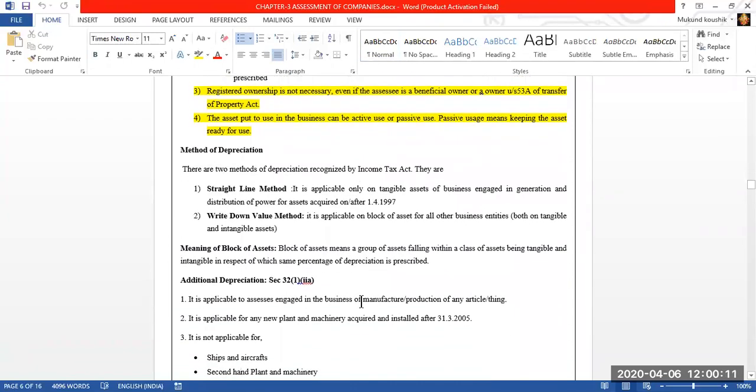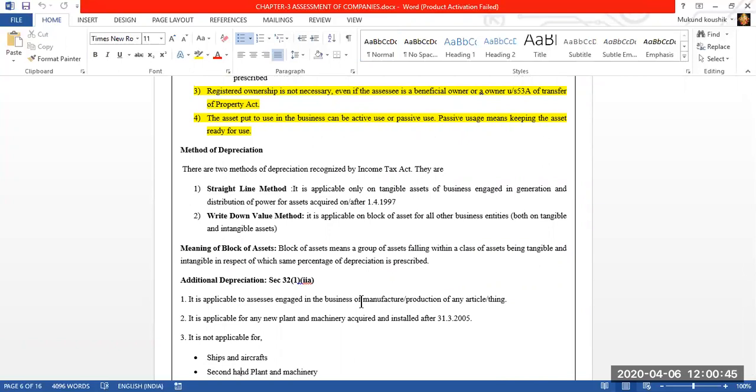Then again, moving on, we have to understand methods of depreciation. Now, the Income Tax Act recognizes only two methods of depreciation. One is the straight line method and the second one is the WDV or written down value method. Now, the straight line method is applicable only for those assets in companies which are engaged in generation and distribution of power, and the asset must also be acquired on or after 1st April 1997. So this is the condition for the straight line method of depreciation.